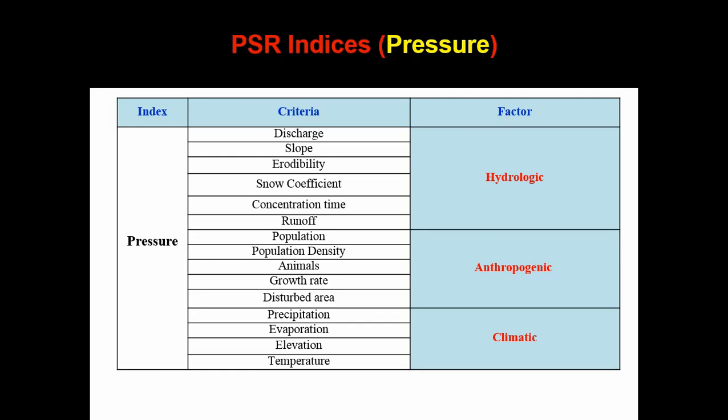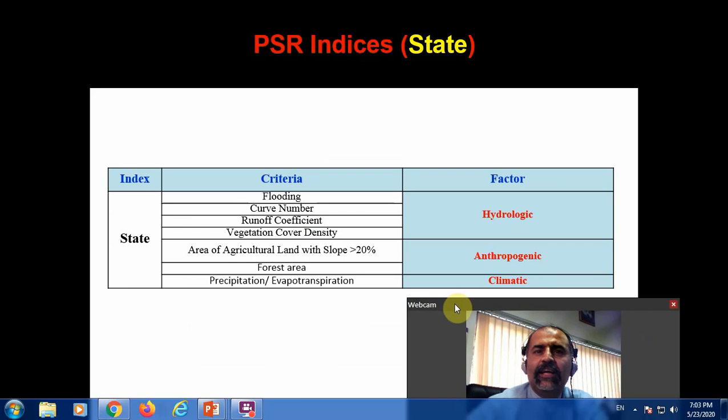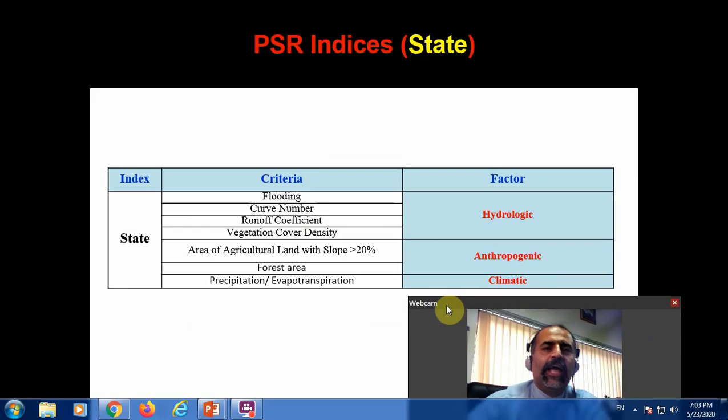Here you will see that we have categorized our factors into 3 categories, each of which has some criteria that, if we combine all these criteria together, give us a value of pressure. And then here you will see the state. In the case of state, again we have 3 different factors: hydrologic, anthropogenic, and climatic ones.